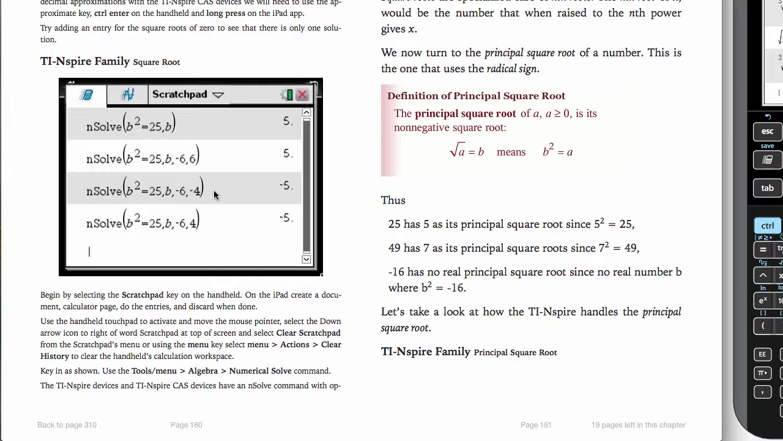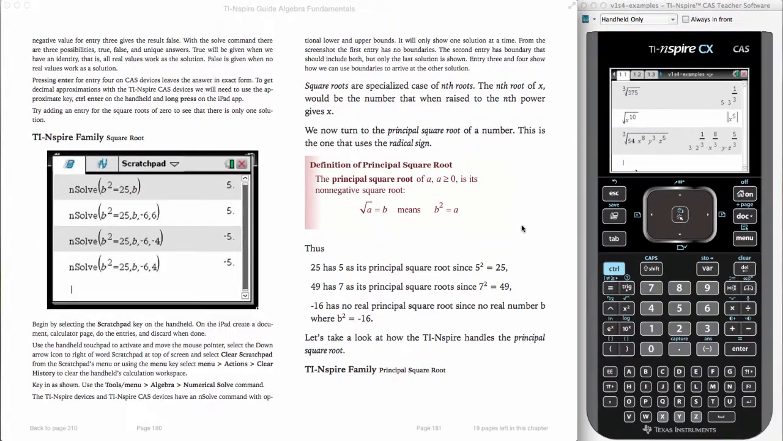When we're dealing with the principal square root, we're dealing with the radical symbol. So in this case, when we have this answer, we're only dealing with the 5. When we have the square root of 25, the square root of 49, we're only dealing with the 7. When we have the square root of -16, there is no answer for that one.